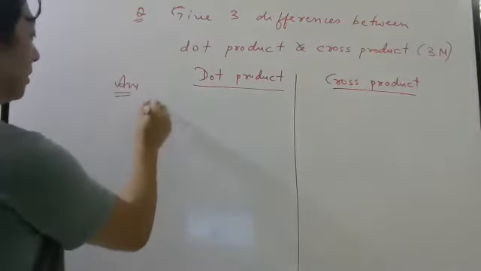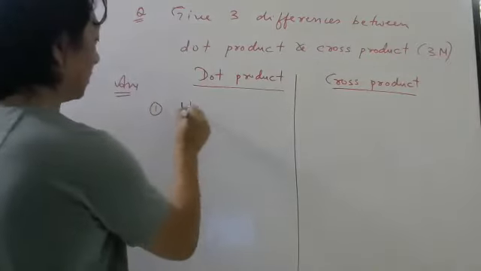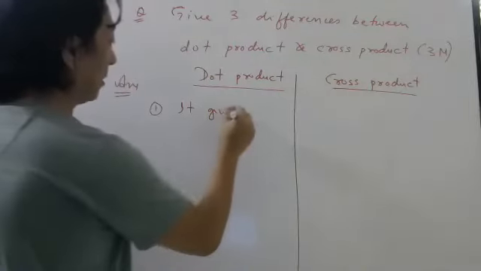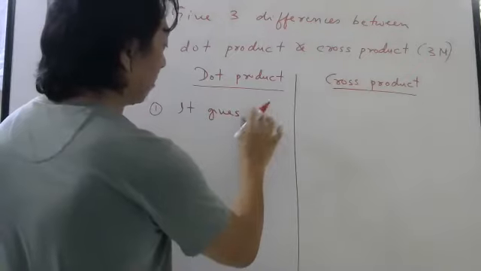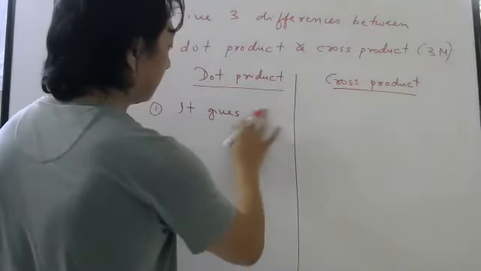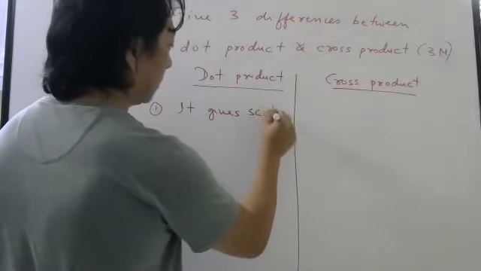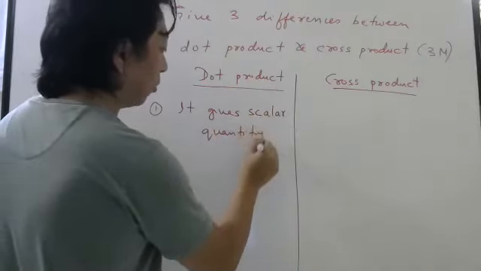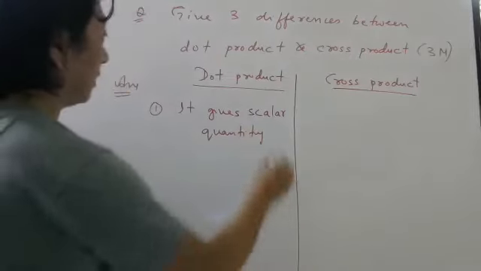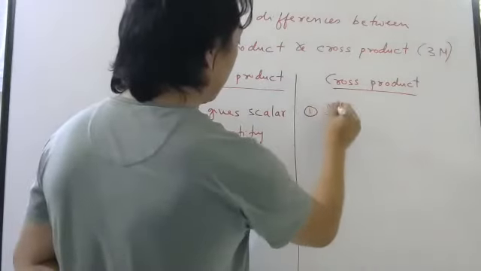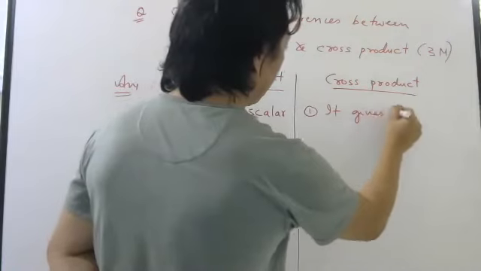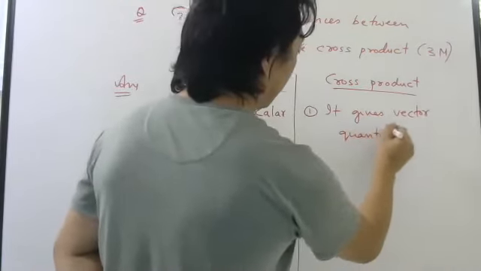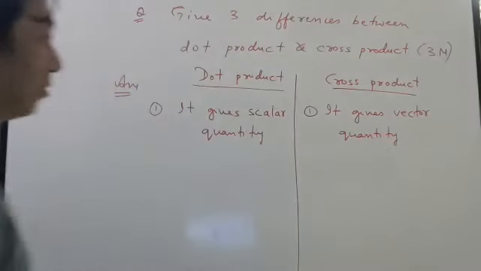First difference. Dot product, it gives scalar quantity or vector quantity? Scalar quantity. It gives scalar quantity. Example could be work done. And cross product, it gives vector quantity. Example can be torque, but no need to write here.